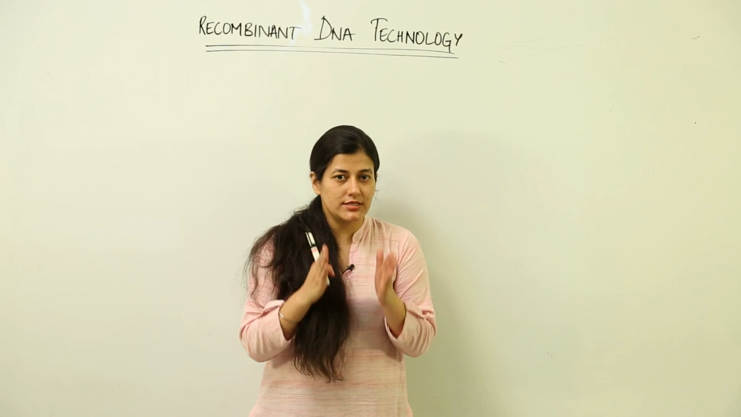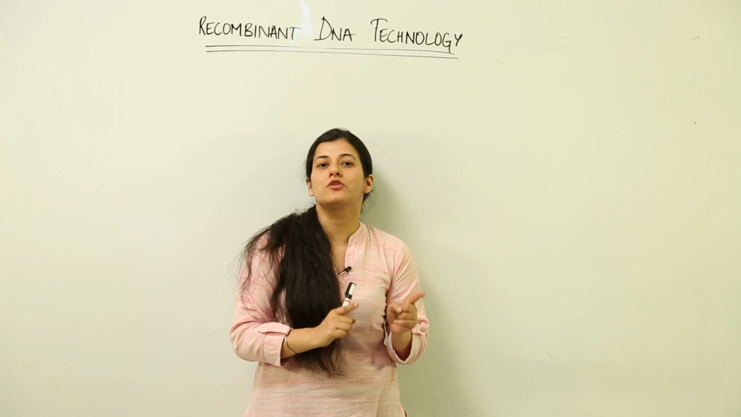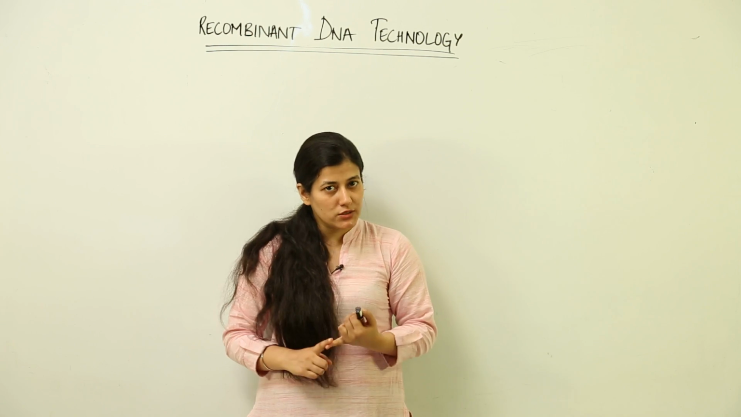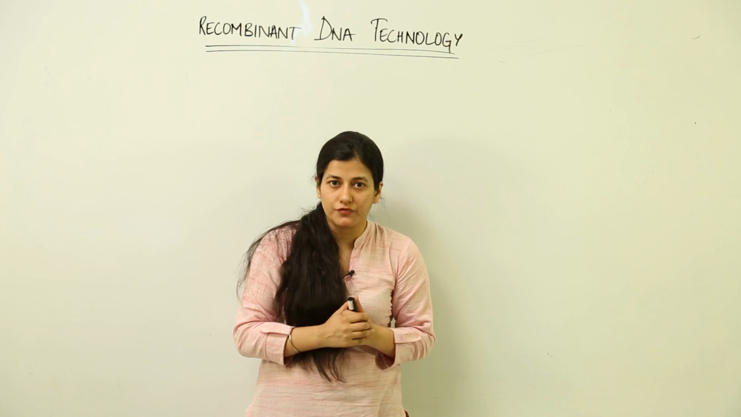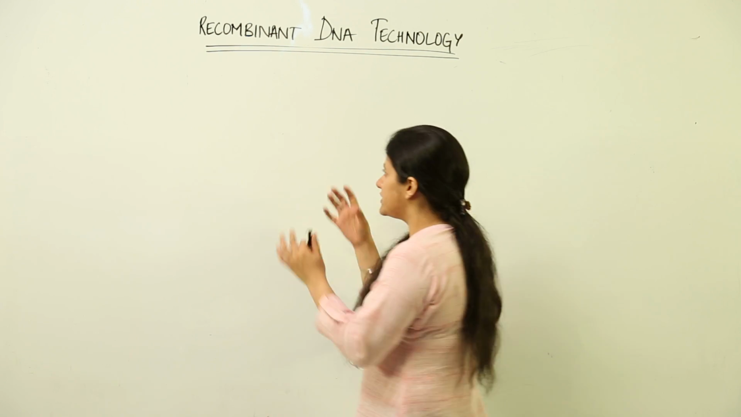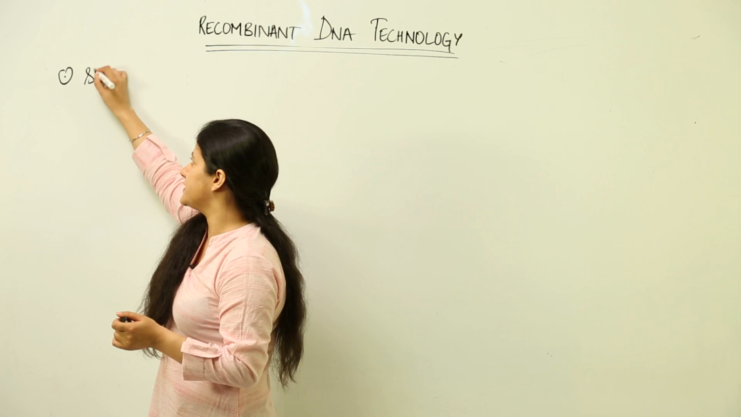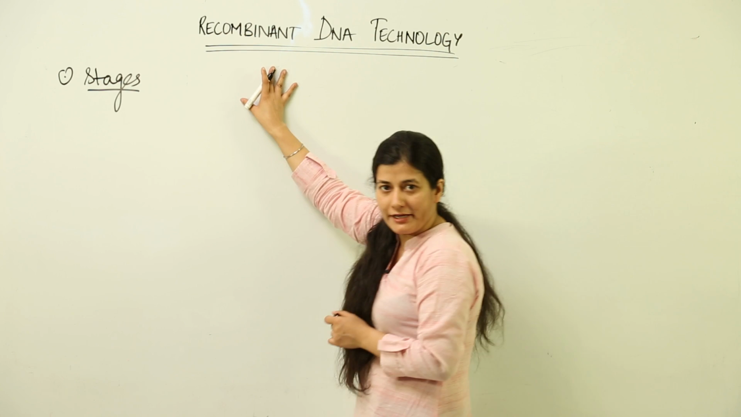Now we are going to see the various stages which are involved in the process of recombinant DNA technology. We had seen the various tools that were involved. Now we are going to see how those tools are utilized. Before we start with the stages, this is our topic that we are going to cover in this lesson, the stages which are involved in the process of rDNA technology.